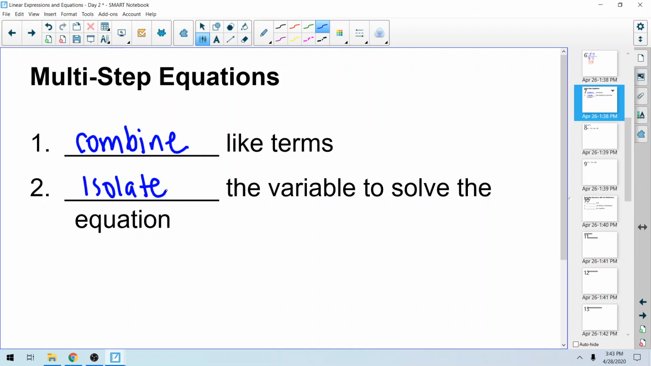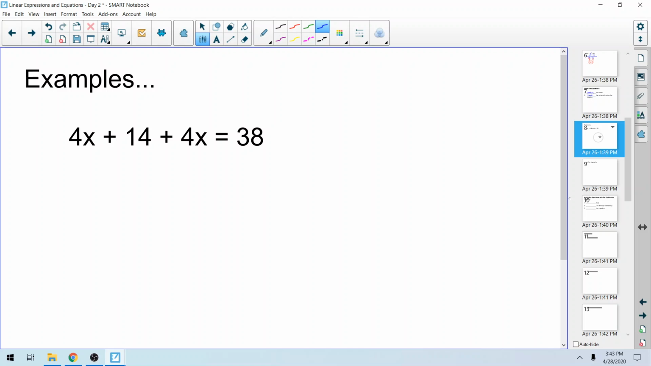Now, in order to do that, you're going to go back to your notes that you took on one-step and two-step equations. After you combine like terms, if it's a one-step equation, you follow those directions. If it's a two-step equation, you follow those directions. So, for example, this looks like it has more than two steps.